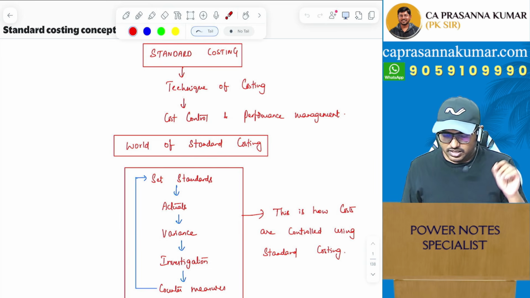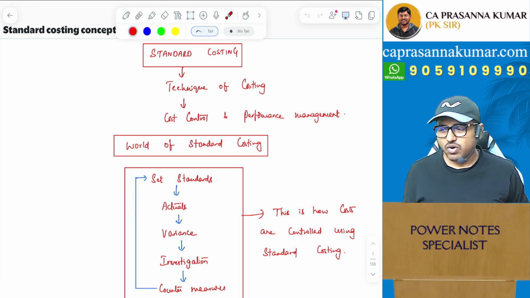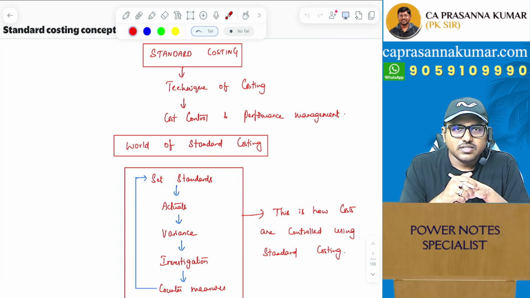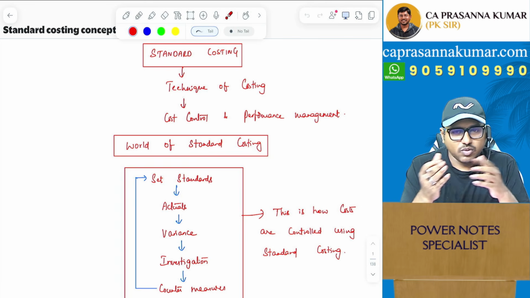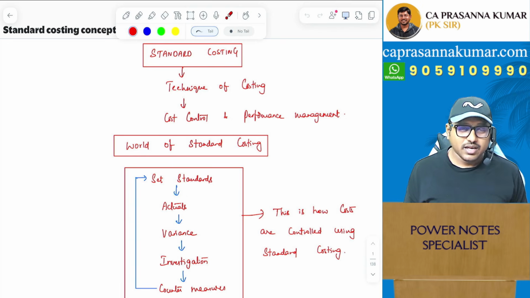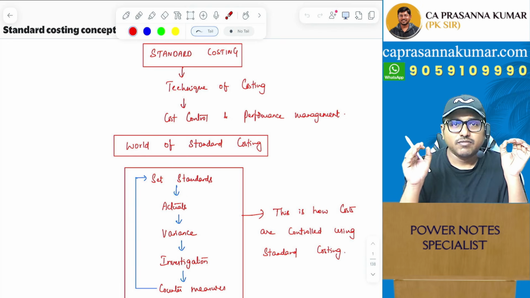Lots of students have messaged me for a very long time asking for this standard costing, so that's the reason I'm doing it. Tomorrow you have the CMA Final SCMDM exam, so all the best, and let's go with the session. Let me tell you very clearly, I'm not going to go with logics. I'm going to go with only those things which are relevant for passing the exams.